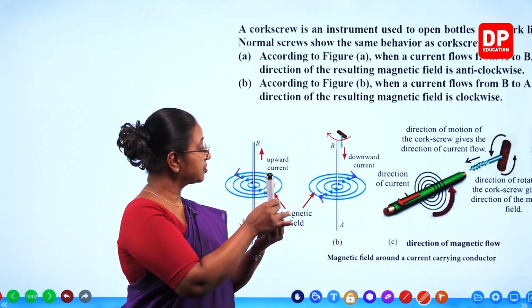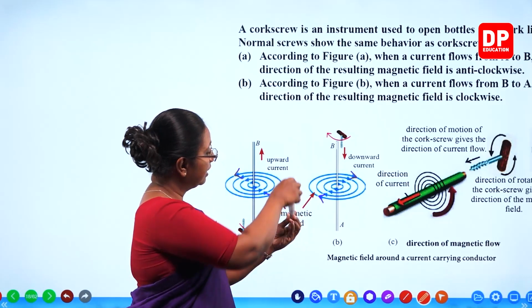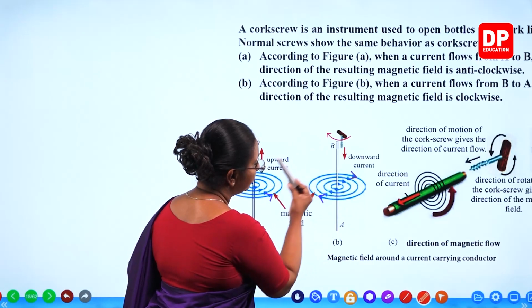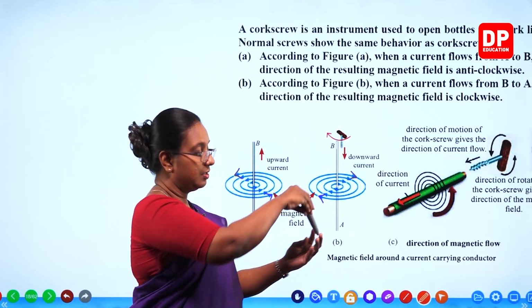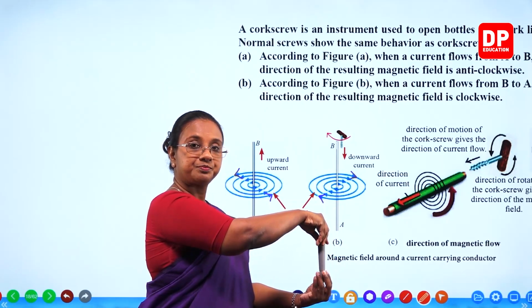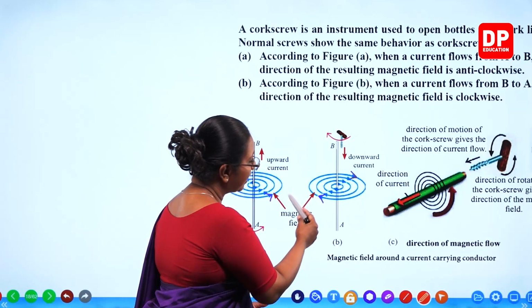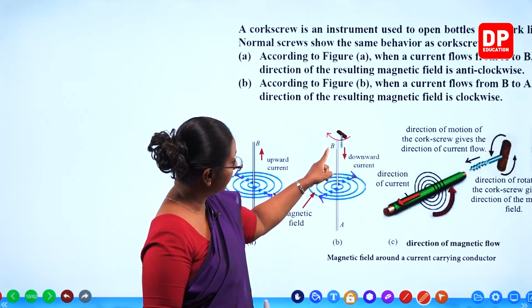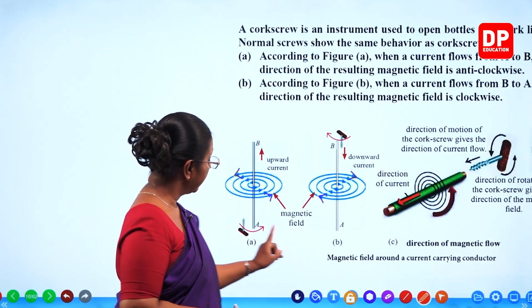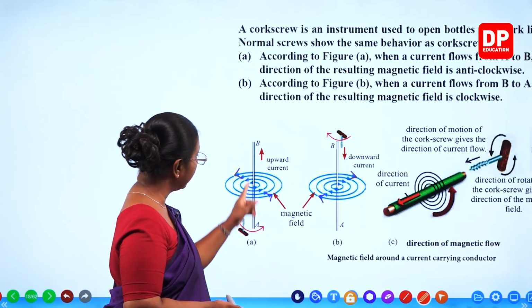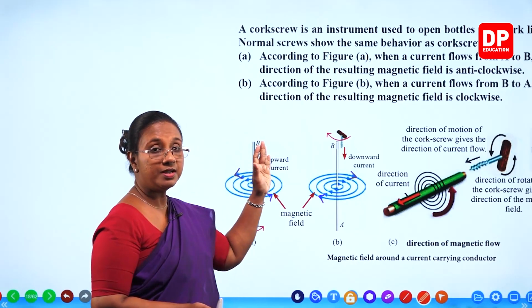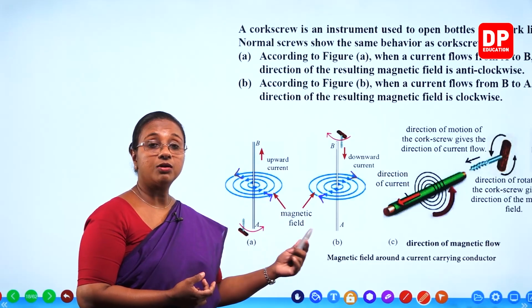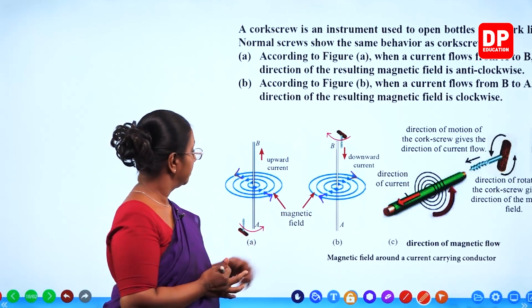You rotate the corkscrew like this, and when you rotate, it is going to move downwards, and the rotation is going to be this way, clockwise. So the clockwise direction is the magnetic field lines, and the direction of the current flow is from B to A. If the direction of the current flow is from A to B, the current is flowing upwards, and the magnetic fields are going to be in the anti-clockwise direction, this way.